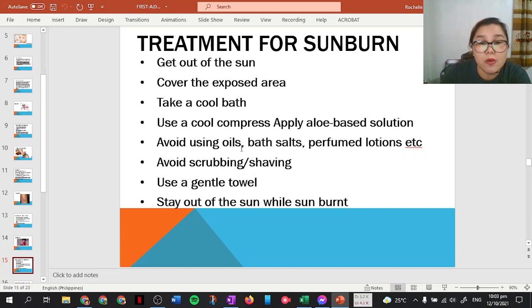So, avoid using oils, bath salts, perfume lotions kasi ito, mainit ito sa skin and magiging mas mahapdi pa. And avoid scrubbing or shaving. Syempre, mahapdi yun. And then, use a gentle towel. Stay out of the sun while sunburned. So, don't worry. After naman to, siguro a week, or less than a week, mag-start na siya mag-peel. Kasi yung nasunog na skin, it will start to peel kasi may new skin na siyang being replaced.